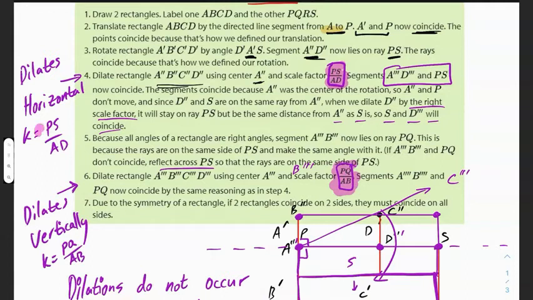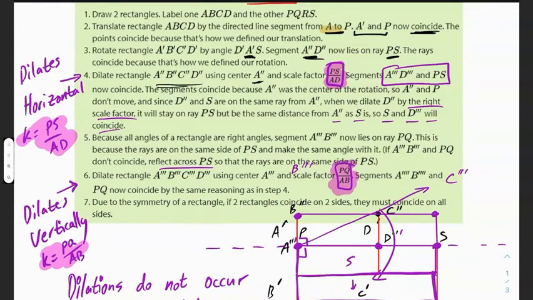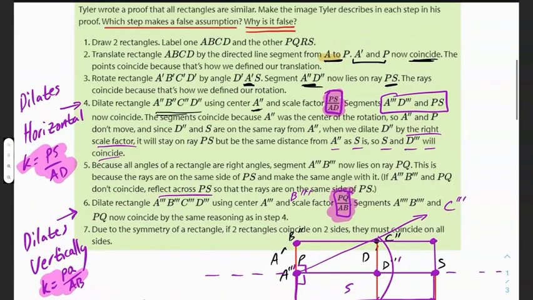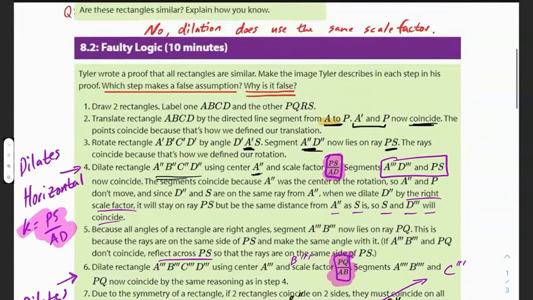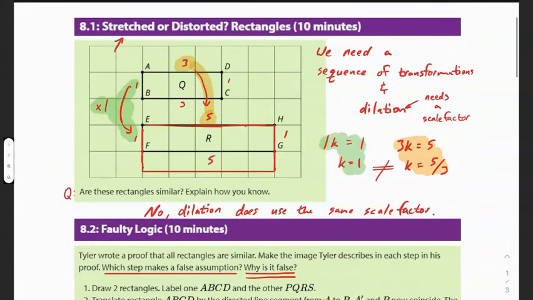That is his problem. Okay, what a mess. But it's good to see, like, okay, we can't do that. You can't dilate with two different scale factors. It's not going to work. And you can see that even more clearly in 8.1. Okay.